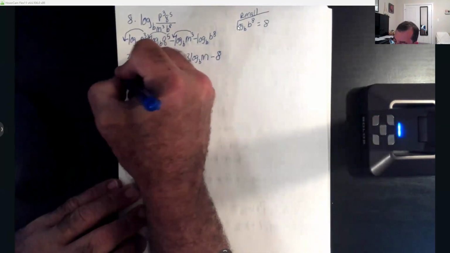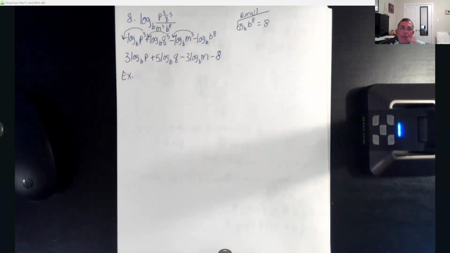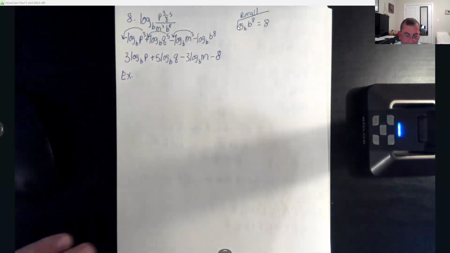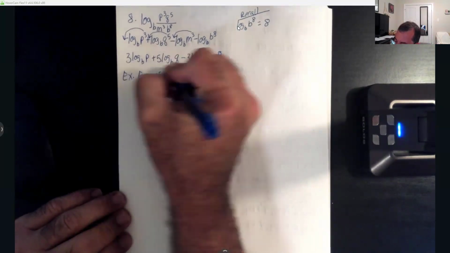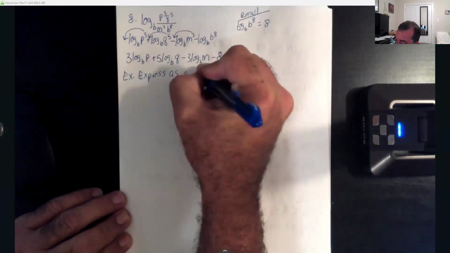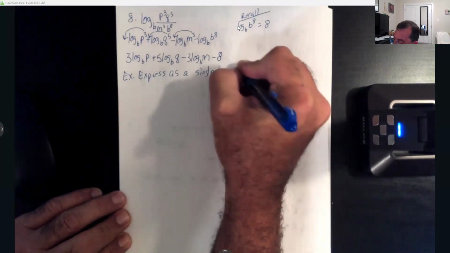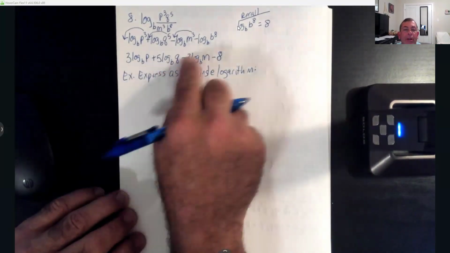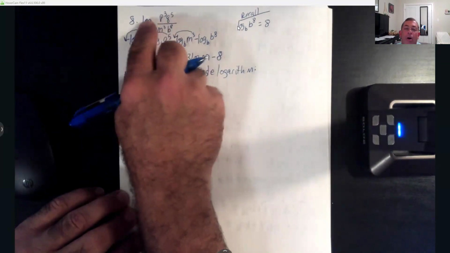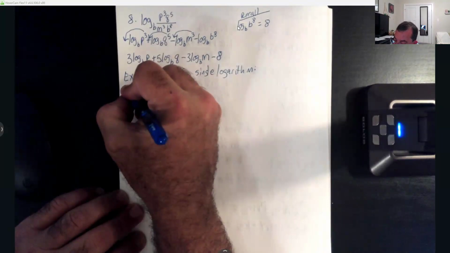All right, y'all, for the next examples. So this will be where I'm sort of going in reverse here, okay? They want me to express as a single logarithm. So I'm going to start with something like this and end up with a single logarithm. So we're going the other way, basically, okay?